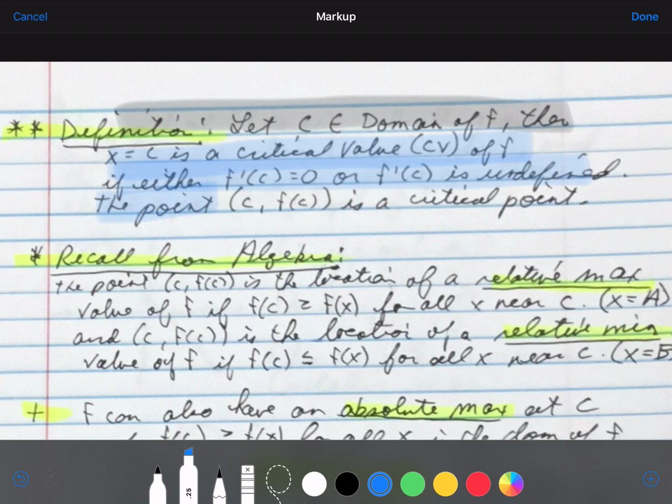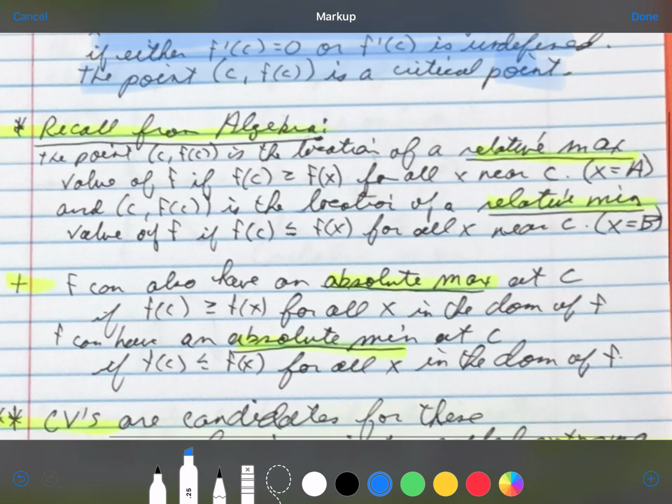So where do we start looking for those? Well, we know they could possibly occur where the derivative is 0, which we saw in that previous example. They could also possibly occur where the derivative is undefined. So it gives us points at least to start looking for critical points. So the point c, f of c is called a critical point. The value for c where the derivative is either equal to 0 or undefined is called a critical value.